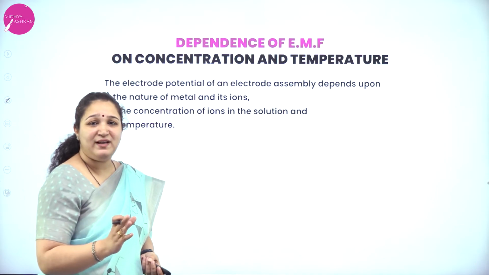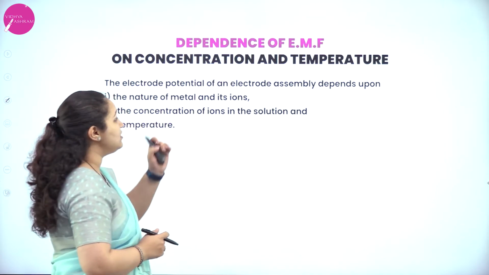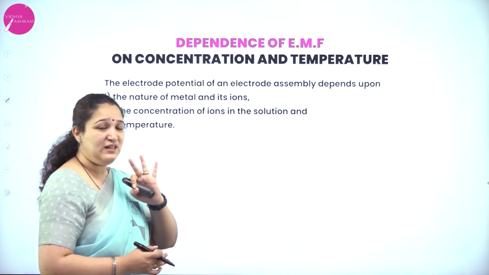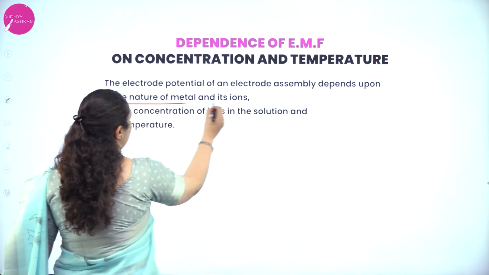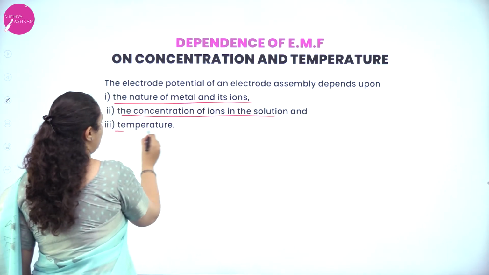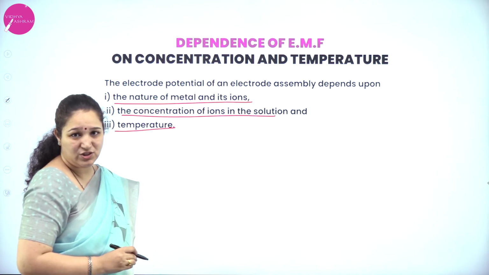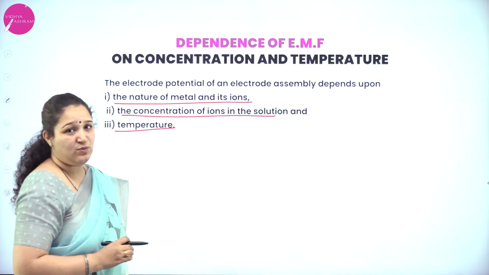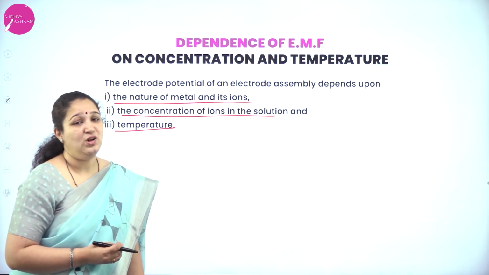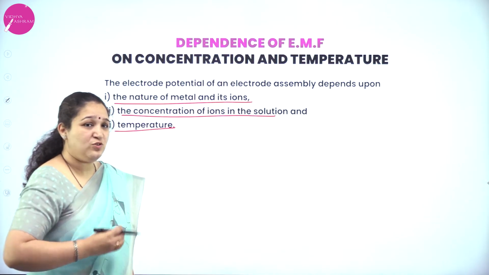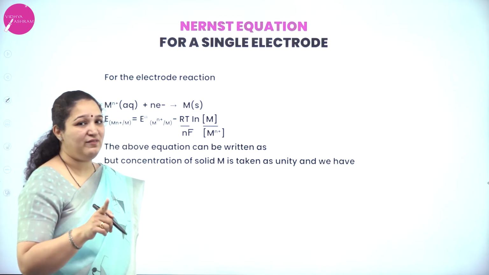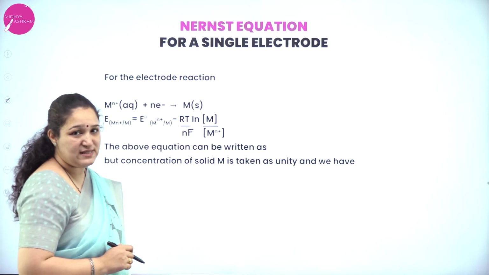Next is dependence of EMF on concentration and temperature. The EMF of the cell depends mainly on three factors: the nature of the metal and its ion, the concentration of ion in the solution, and the temperature. So, we have the Nernst equation, with which we can calculate the electrode potential of a cell. First we will see the Nernst equation for a single electrode, and then we will understand how to put it for the cell.